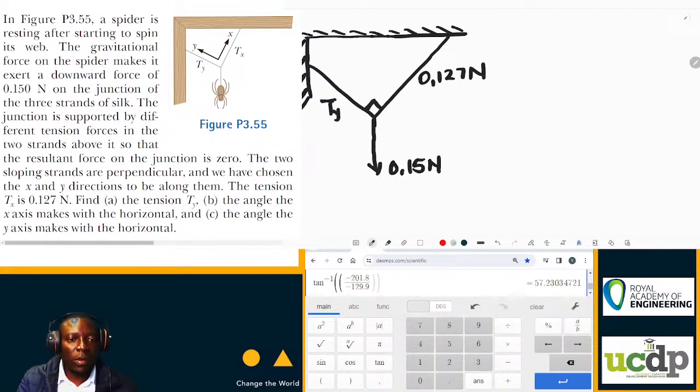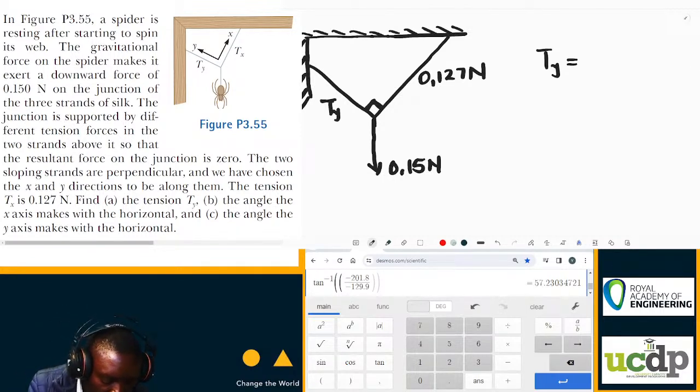We need to find Ty. What else are we given? Just the 90 there. Nothing else. Okay. So what do you think? How do we find Ty? Any suggestions?